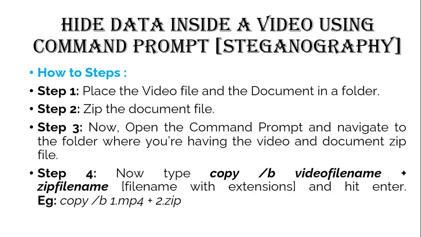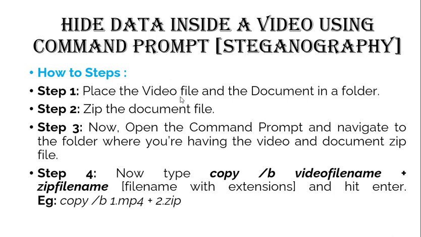The first step is to place the video file and the document in a folder. You are working with the cover file and the secret message, so you place both in one folder, and then you zip the secret document you want to embed. Then in the next step, you open the command prompt and navigate to the folder where you have the video and the document zip, and then you continue from there.